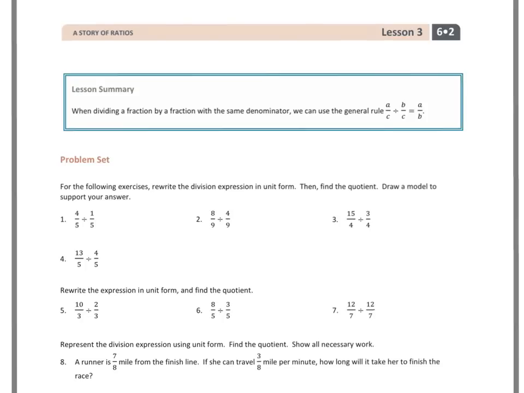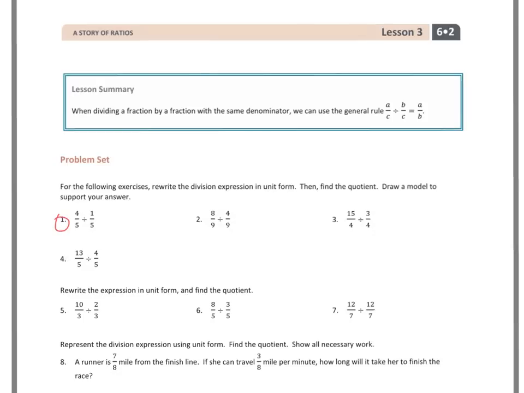Hello everyone, this is grade 6, module 2, lesson 3 problem set. For this first set of problems, I'm going to do 2 out of the group, but I'll try to do one even and one odd just in case. So I'm going to start with question 1.